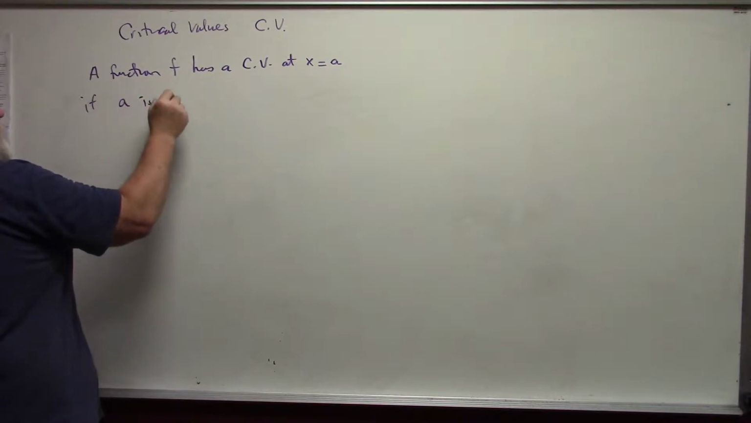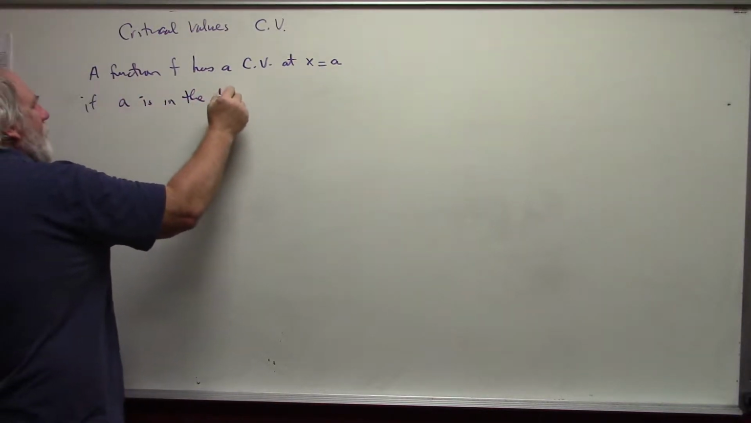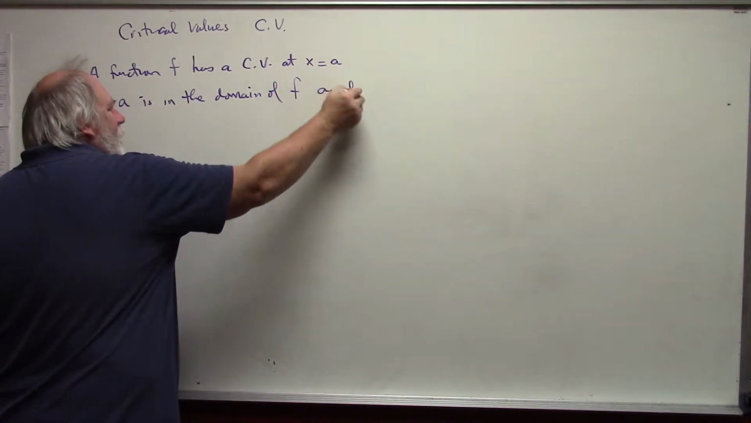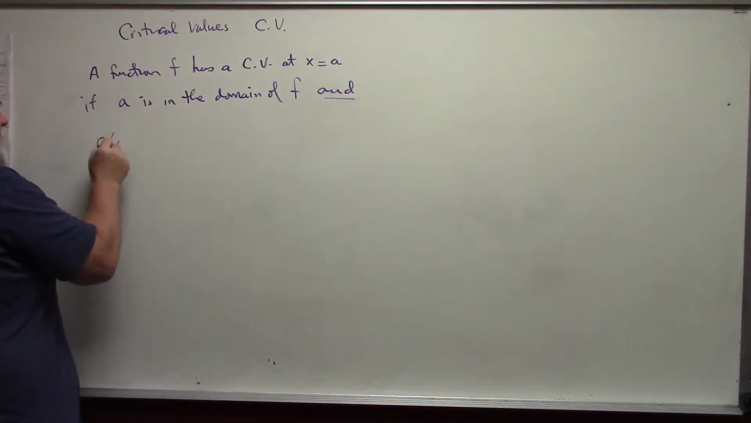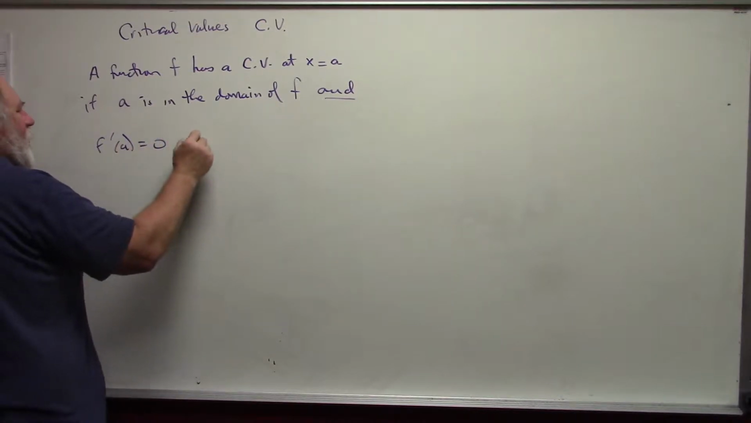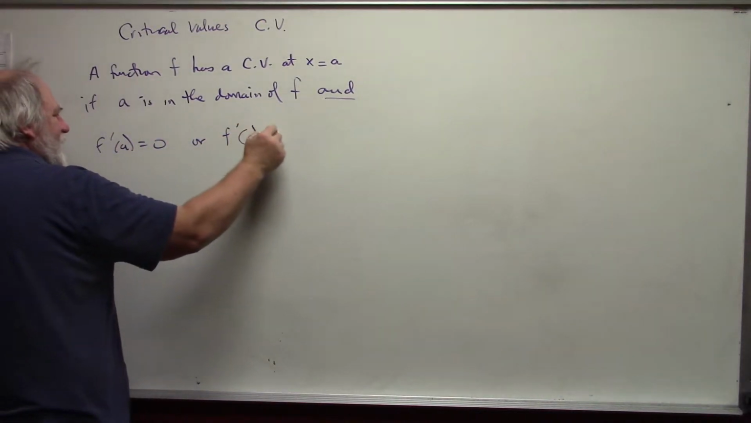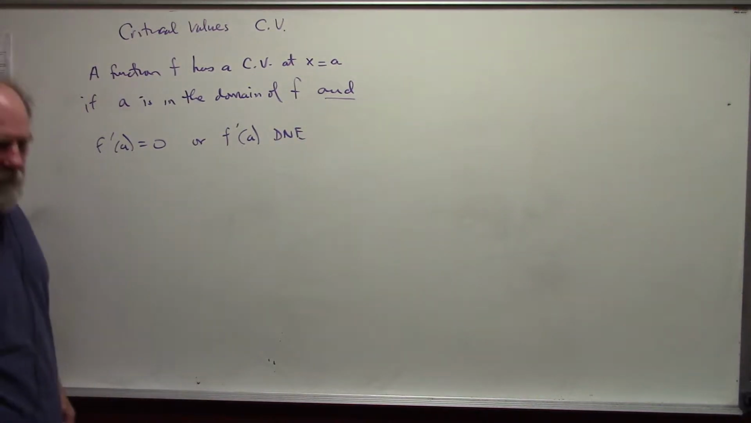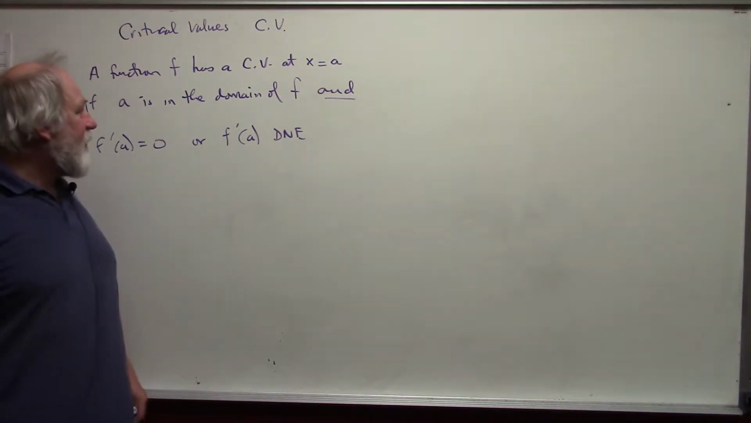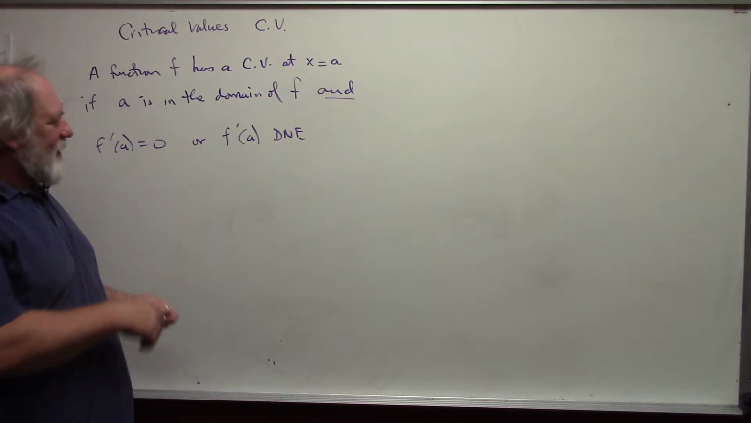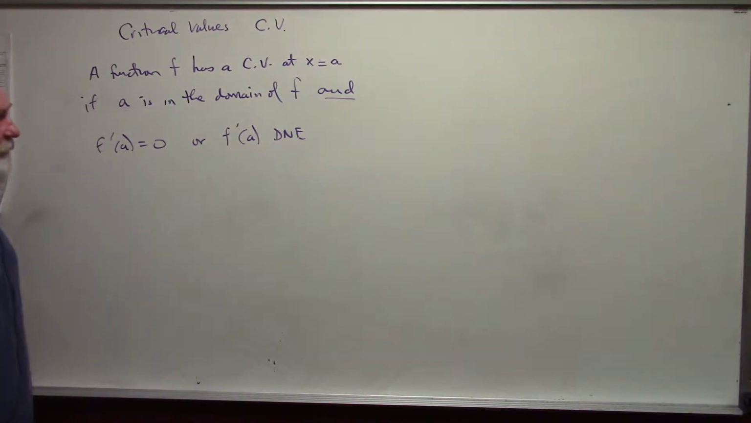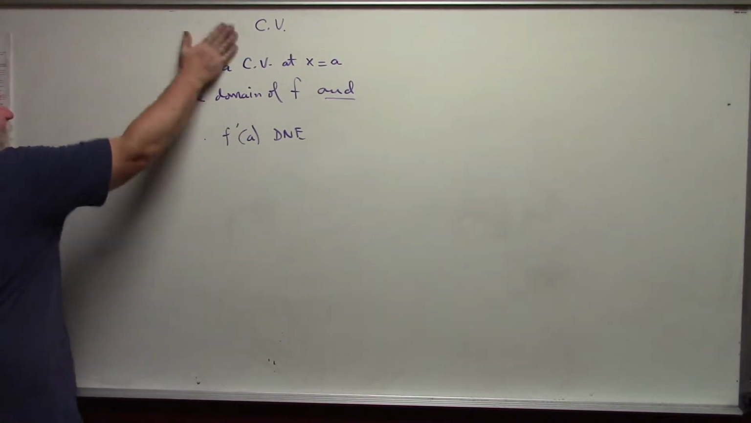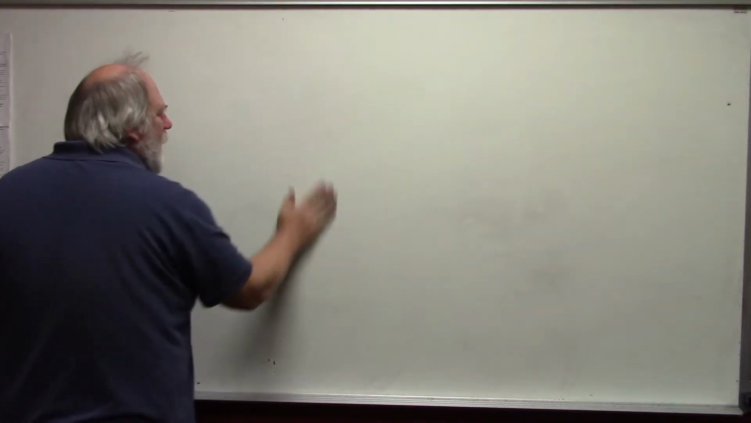a is in the domain of f and f prime at a is equal to 0 or f prime at a does not exist. We have to start with something in the domain, and then if the derivative at that value is either 0 or doesn't exist, we call it a critical value. Okay, so let's look at a couple examples here.